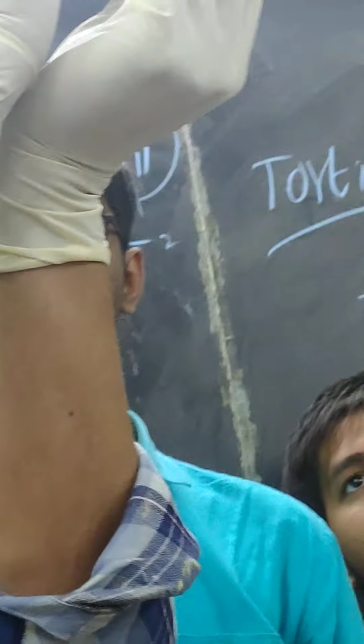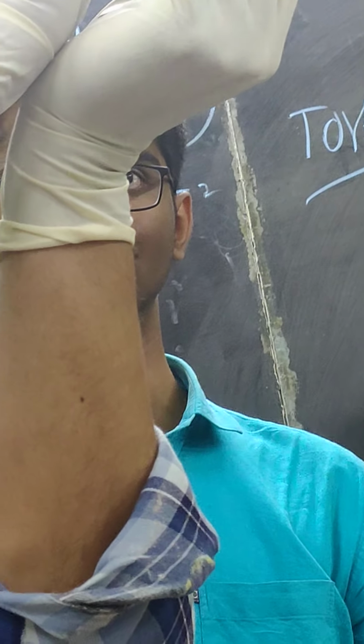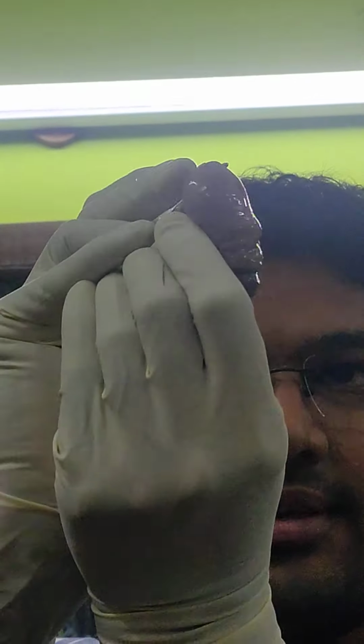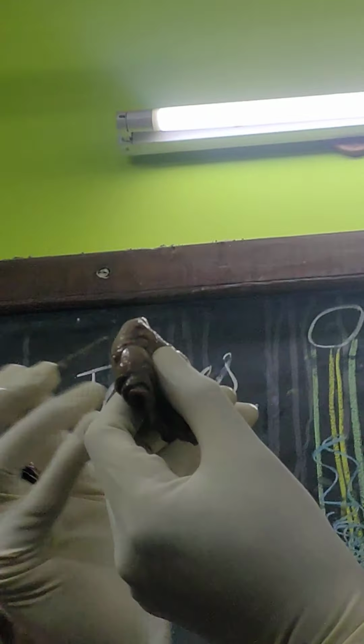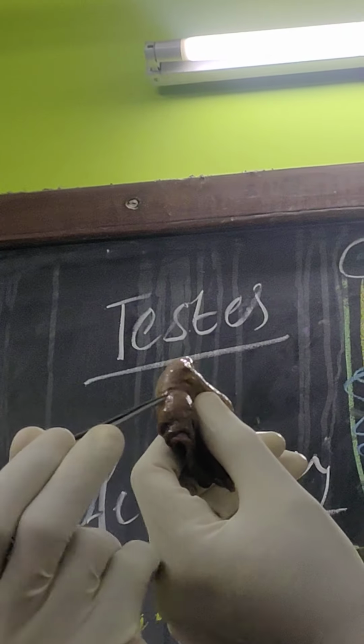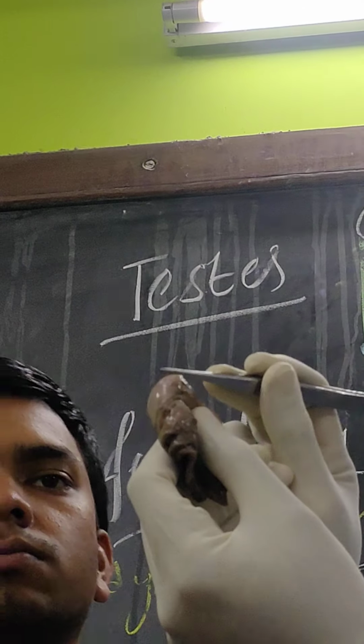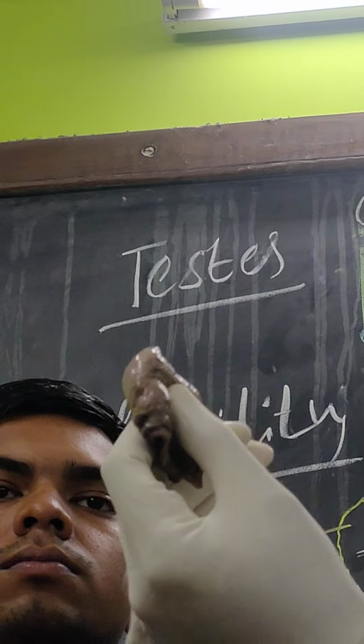This is the epididymis. Could you see that? It's C-shaped, like a comma. This is the epididymis. A comma-shaped or worm-like structure which is overlapping the testis, that is the epididymis.